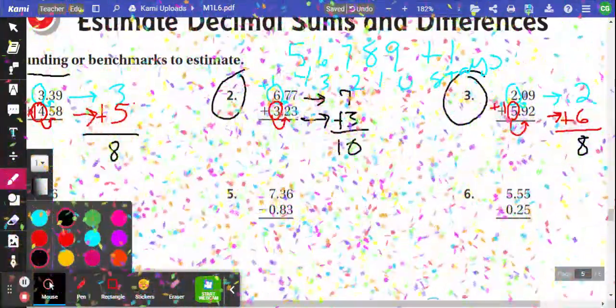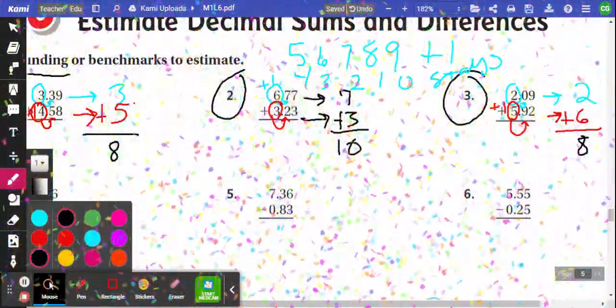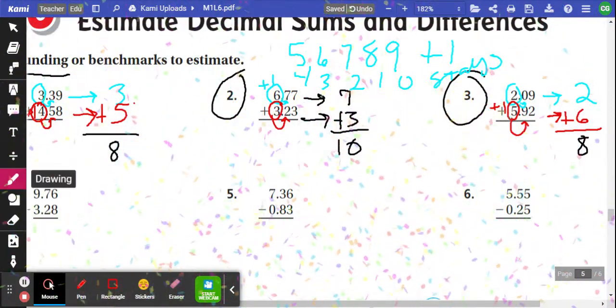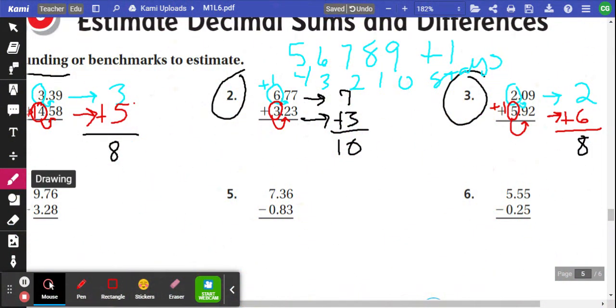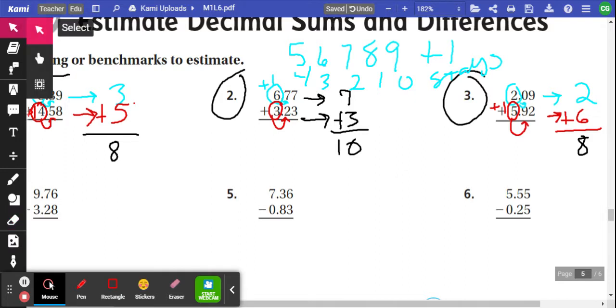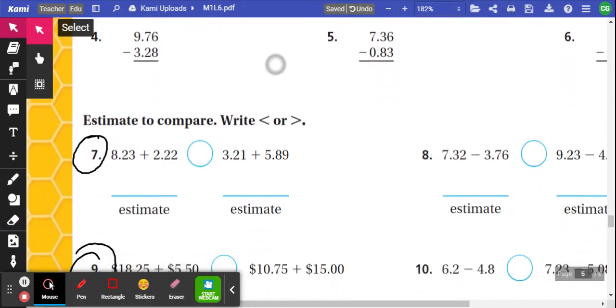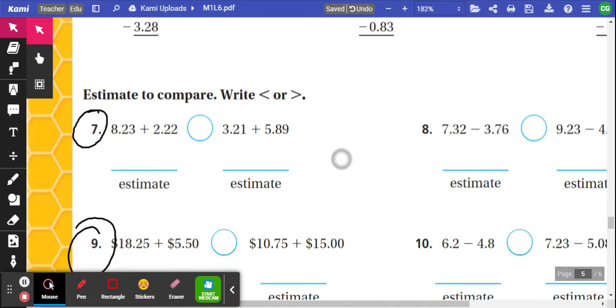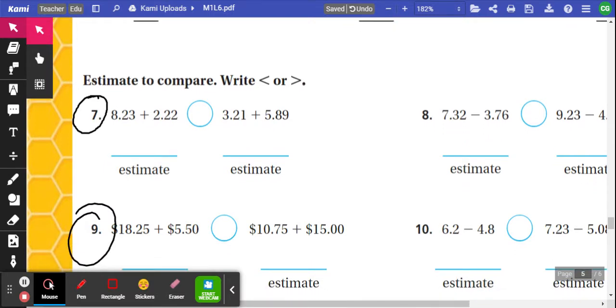Remember, this is what we went over last week on rounding, and so this is getting a little bit more practice on it. Okay, so now, oops, I don't need to have that. Let me go ahead and erase. Go into my pointer. All right, so let's move down to number 7, and number 9 is what you were working on. I need to estimate to compare.